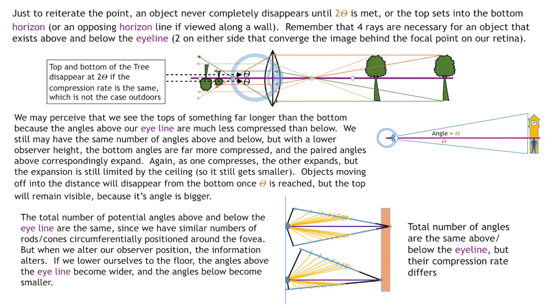Again, the total number of angles are the same above and below the eye line. We only have so many rods and cones, but their compression rate, as we get higher or lower against a tangible object, starts to differ. You can see here that the orange rectangle along the bottom diagram represents the horizon loss, because we moved theta in, or we met theta sooner for the lower compression rate. We moved our eye line down, theta was met, and the horizon moved inward.